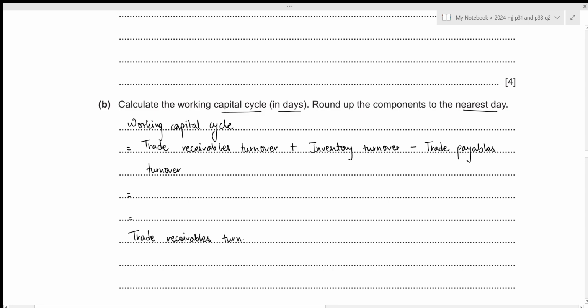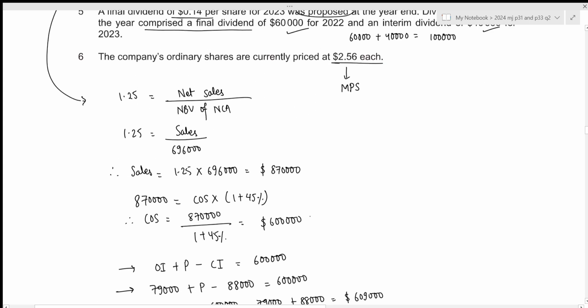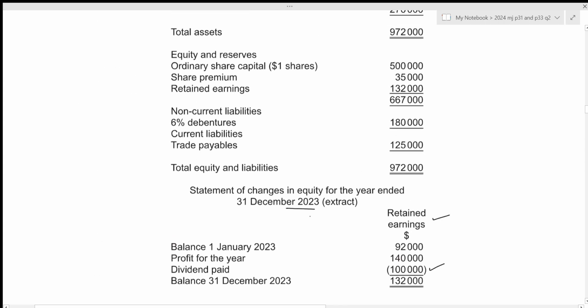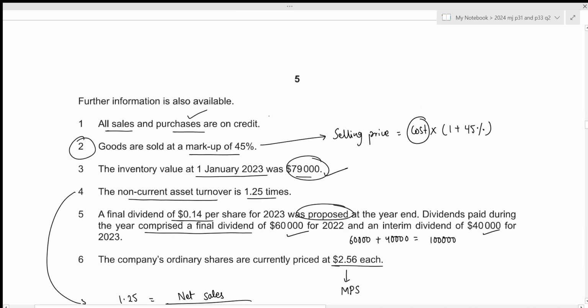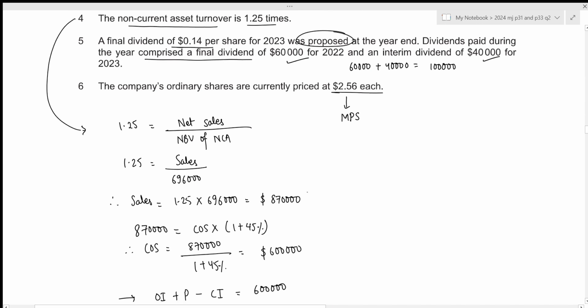The formula is quite simple. It is just going to be trade receivables divided by the credit sales multiplied by 365, since we are calculating it in days. So for the value of trade receivables, we can just refer to the statement of financial position. Right here, it's 142,000. Then we have been told that all sales and purchases are in credit. So we can just write down the value of our sales, 870,000.